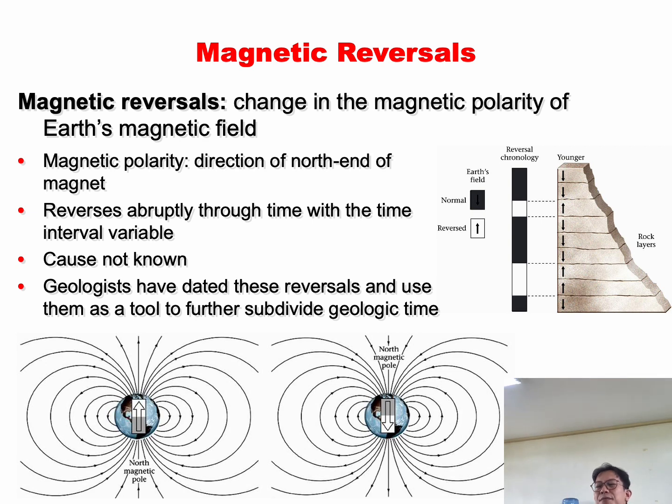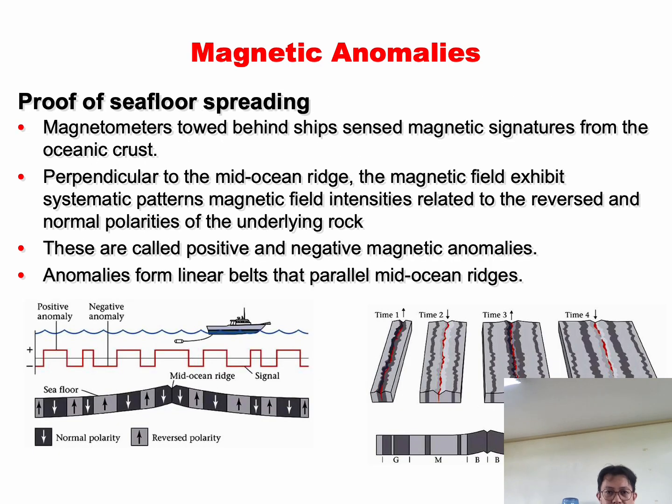And the sad problem is that the reason or the causes of these magnetic reversals are not yet known. I don't know if until today it is not known, but the causes, according to scientists, are not known. But it is established, we have evidence that our magnetic field reverses. So geologists have dated these reversals and used them as a tool to further subdivide geology.